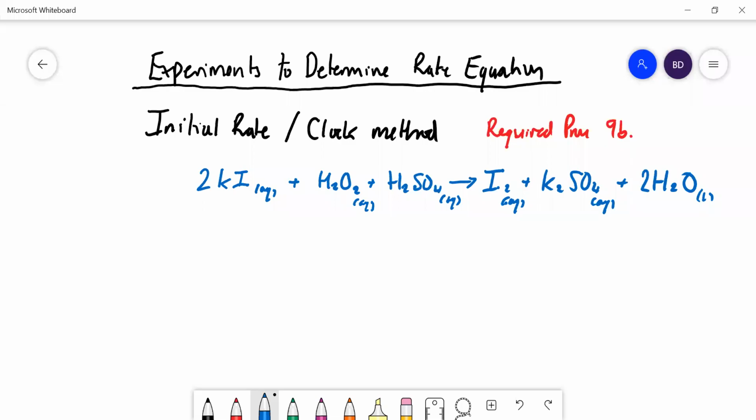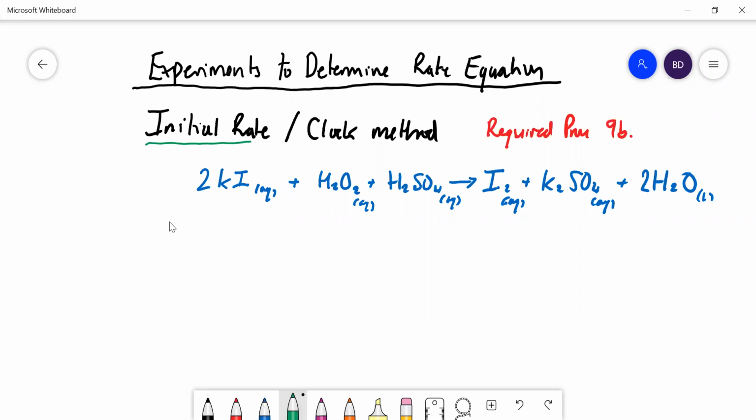Okay, so we are going to measure rate of reaction using different concentrations to determine the rate equation. In the last video, we used a continuous method where you continually monitor the volume of a gas produced. This one, we're going to use an initial rate method, which is generally speaking much more efficient.